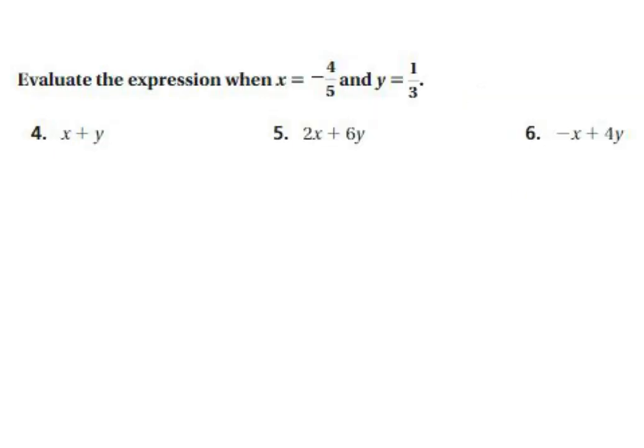For questions 4 through 6, evaluate the expression when x equals negative 4/5 and y is a third. This will incorporate substitution. So for question number 4, we have negative 4/5 plus 1/3. We need common denominators, and those will be 15.